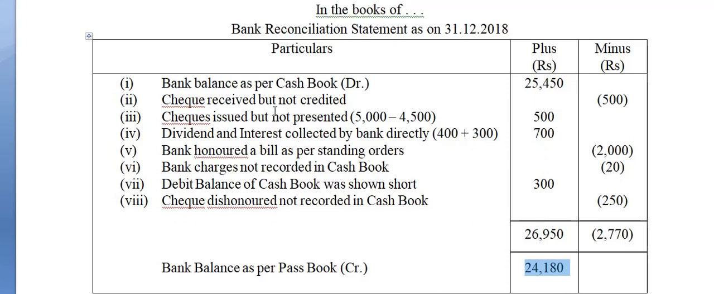If you want to start with the cash book balance, then this will be your answer. But if you want to start with the passbook balance, then everything will be just reversed. Everything will be upside down. So you should try question number 17 with both the balances, the cash book balance as well as the passbook balance, and show me your work.